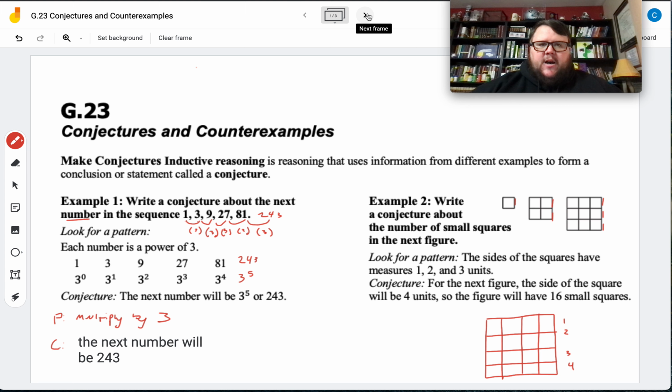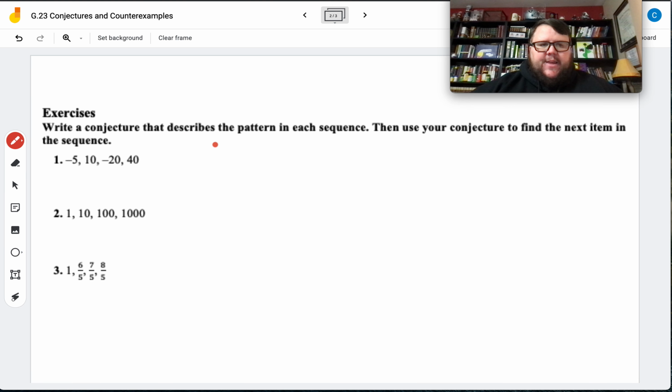Let's look at a couple examples together. Write a conjecture that describes the pattern in each sequence. Then use your conjecture to find the next item. Negative 5 goes to 10, 10 goes to negative 20, negative 20 goes to positive 40. Something's going on here. They're alternating positive and negative. In mathematics, when you multiply two negatives, you get a positive, so we're multiplying by a negative.